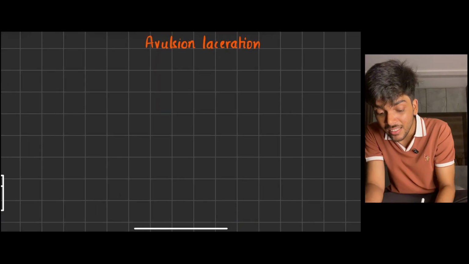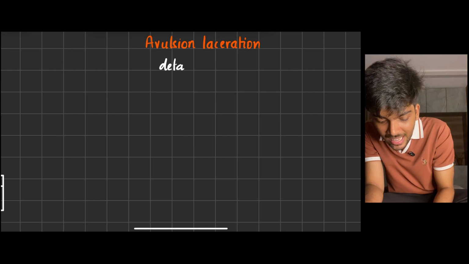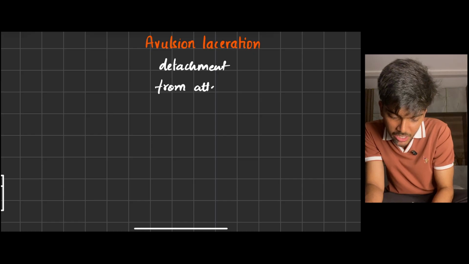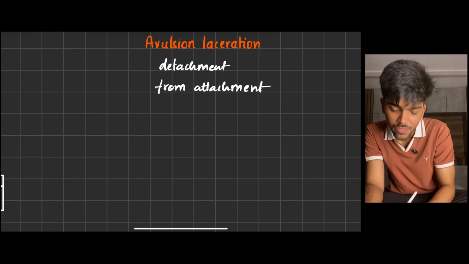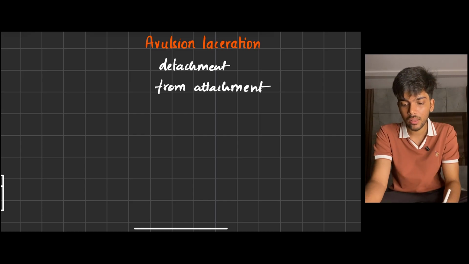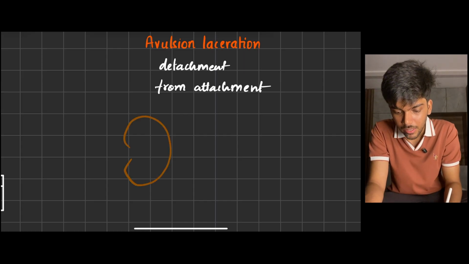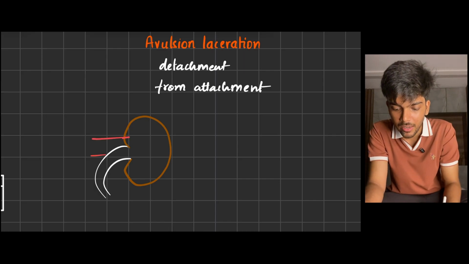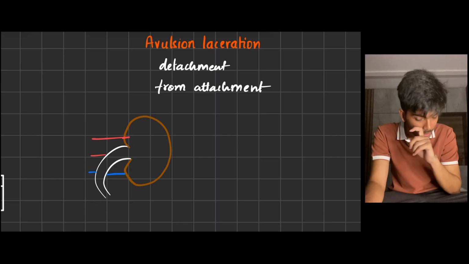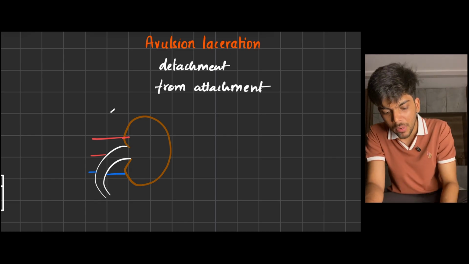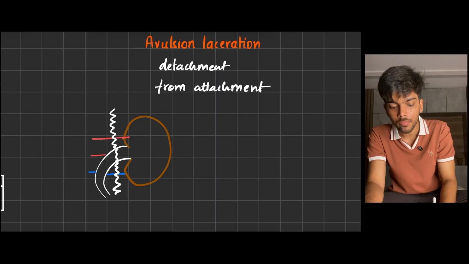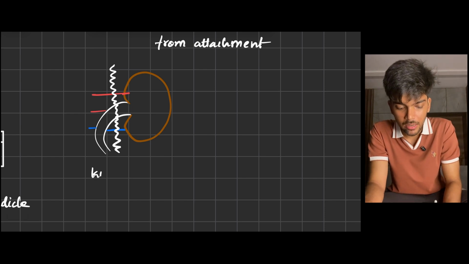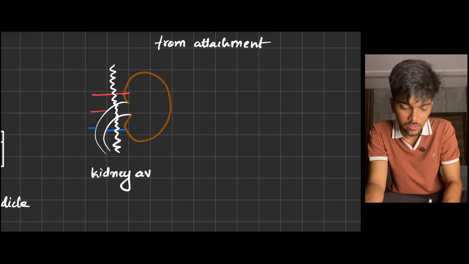Next, avulsion laceration. Avulsion laceration is where you actually get detachment from attachment. That is, the tissue or organ is completely detached from its site of origin. For example, this is a kidney. Here's the ureter of the pelvis and then the ureter of the kidney. Then the artery supplying the kidney and the vein draining the kidney. If this kidney is completely pulled off at the level of the hilum, this is referred to as avulsion laceration. So this is a kidney that has been avulsed.